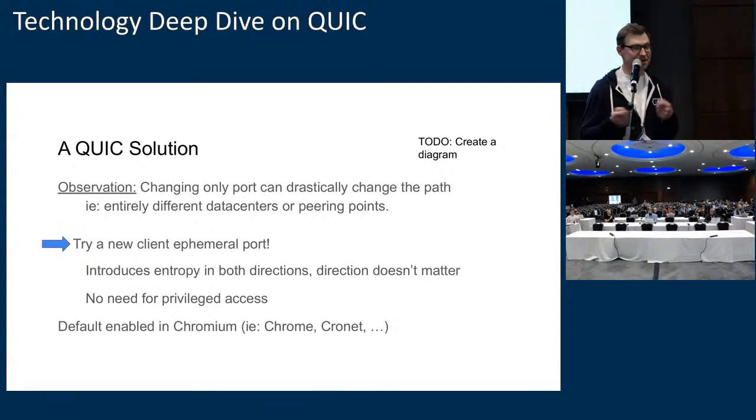Some of the other changes, such as changing an ECMP flow hash in IPv6 in order to get ECMP to change and getting entropy, only work in one direction. This actually works bidirectionally, so it doesn't matter which side of the path is being black holed in order for it to fix. And it's now default enabled in Chromium, which is Cronet, Chrome, and anyone else who pulls in the Chromium source code, which is a good number of folks. But yeah, it's a quite simple mechanism, works quite well, highly recommended.